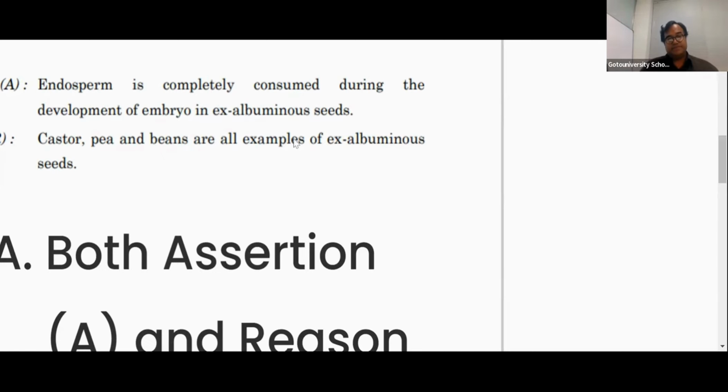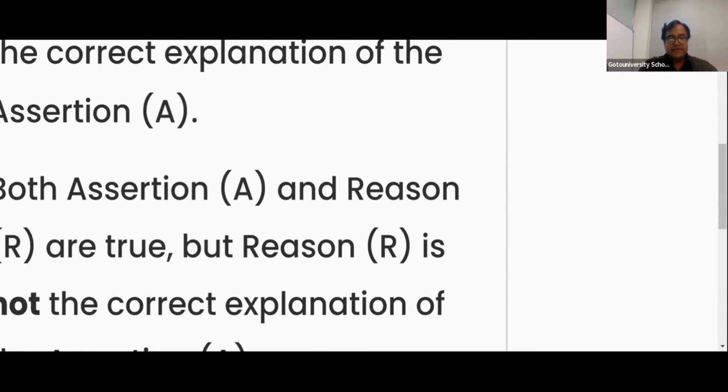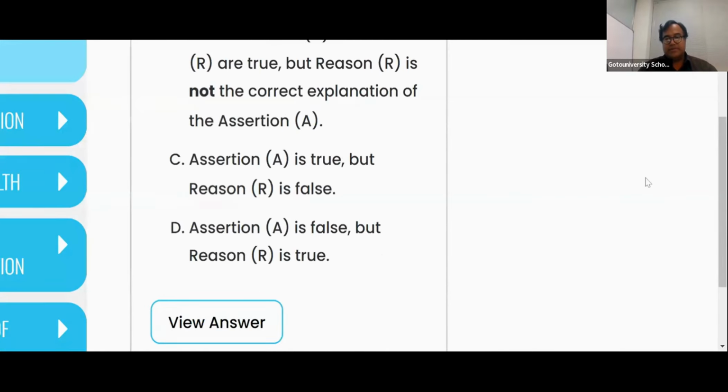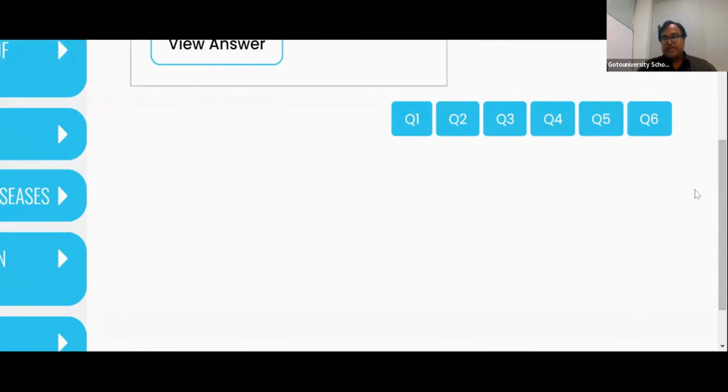This is the question. First of all, I'll explain what albuminous seed means. Albuminous seed means having the persistent endosperm. If it does not have it, then it is called ex-albuminous or albuminous seed. Again I'm saying, albuminous means persistent endosperm. So, for the answer to this particular question, shall we go for a detailed explanation?